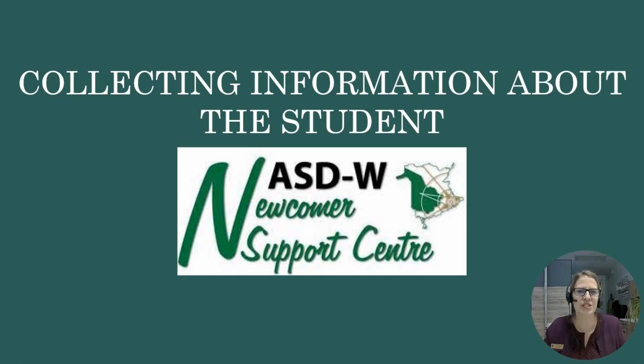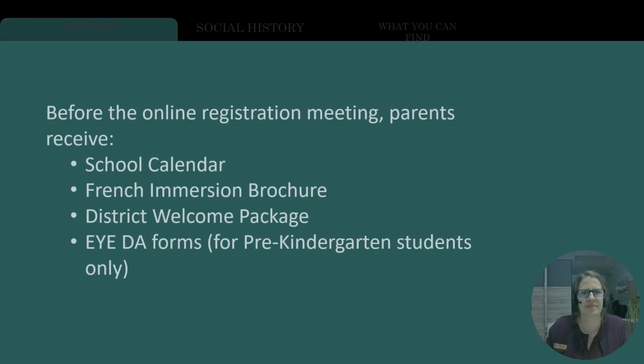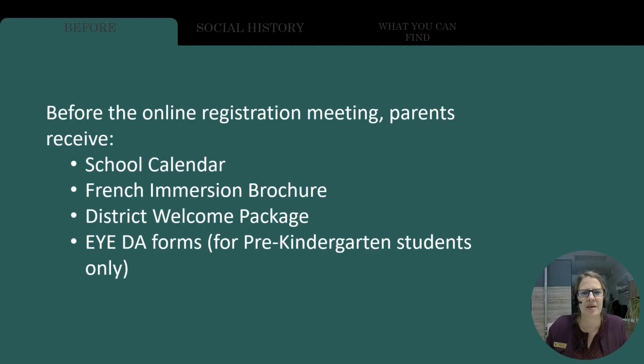Collecting information about the student. Before the online registration meeting begins, parents receive as an attachment the school calendar, a brochure on French immersion, the district welcome package, and IDA forms if they are pre-kindergarten students.